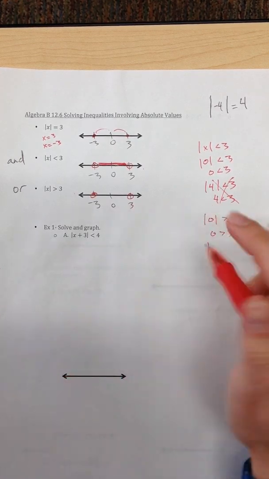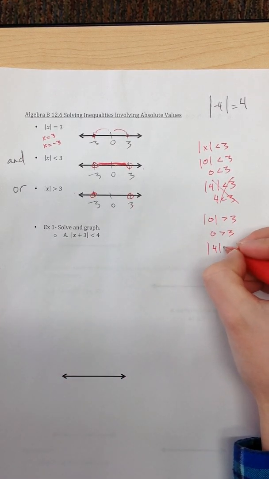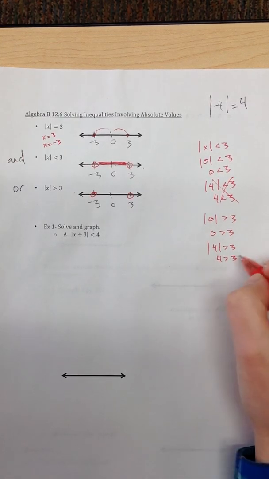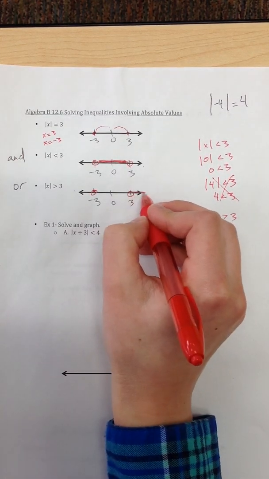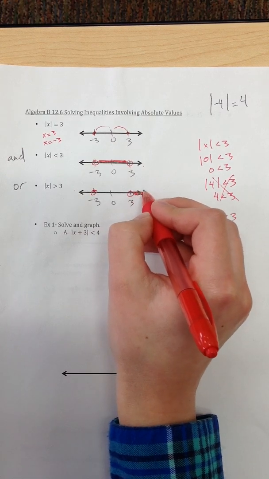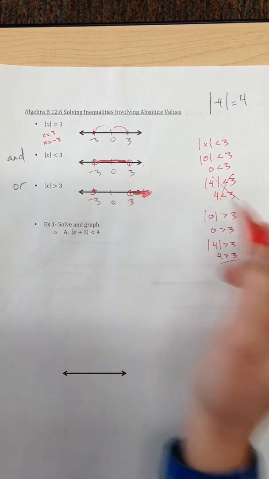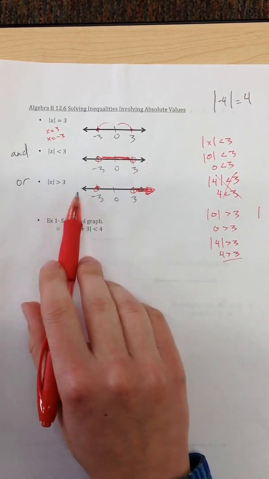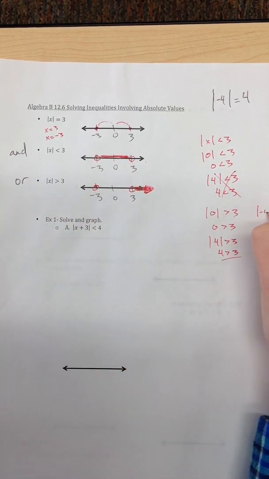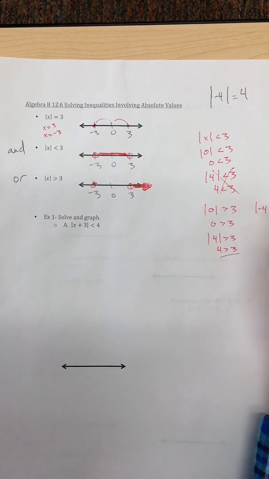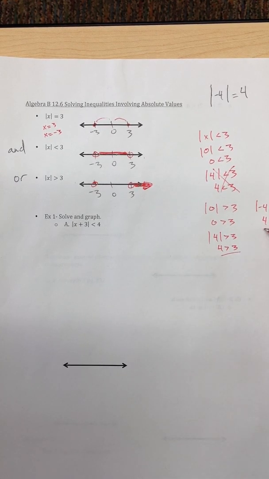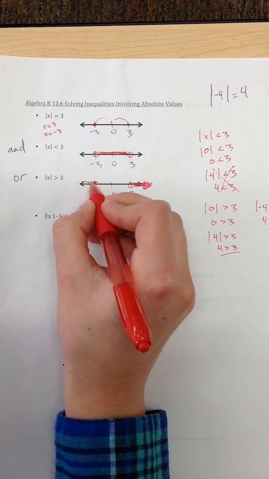If I plug in a number off to the right, like 4, and take the absolute value of 4, is that greater than 3? Well, yeah, it is, so I would want to shade things off to the right here. Same would work going the other way, because if I plug in a -4, which would be on this side of the -3, absolute value of -4 is greater than 3. Well, absolute value of -4 is 4. And then we ask ourselves, is 4 greater than 3? Yeah, it is.